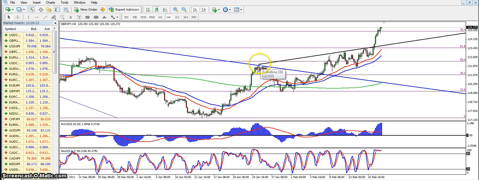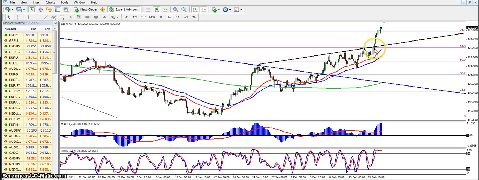We can see the line in question is this black resistance line just here. 3 contact points. This blue line's a longer term trend line on the daily chart. You can see it bounced off it there and it broke through the line here. So the directional bias has now changed in favor of the uptrend for now anyway.